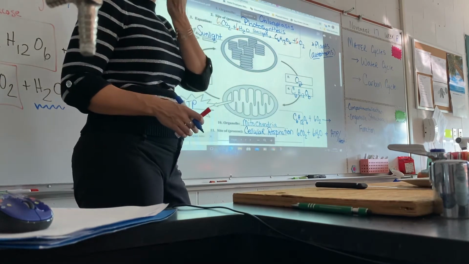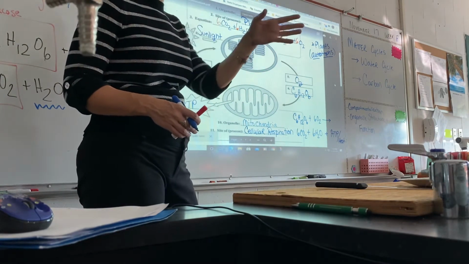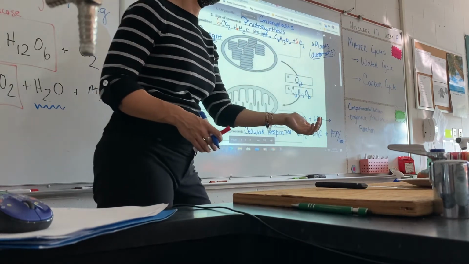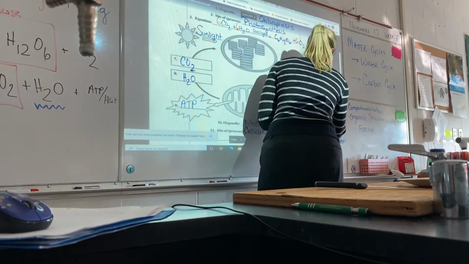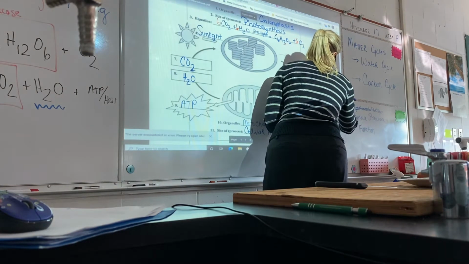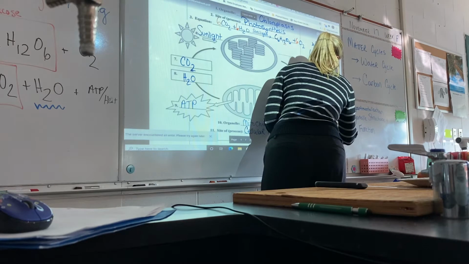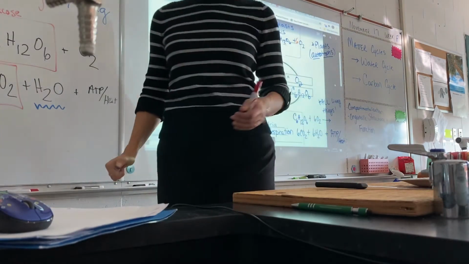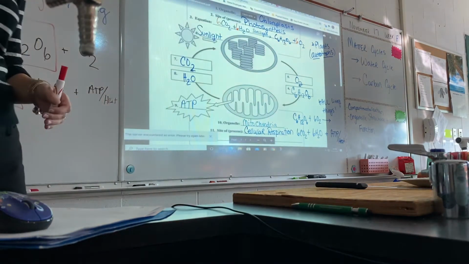So literally, if you're a living thing, one of the characteristics of life is being able to obtain and use energy. So all living things have to be able to do cellular respiration in order to be alive. I just want to refresh your memories on that. Everything does some form of cellular respiration.